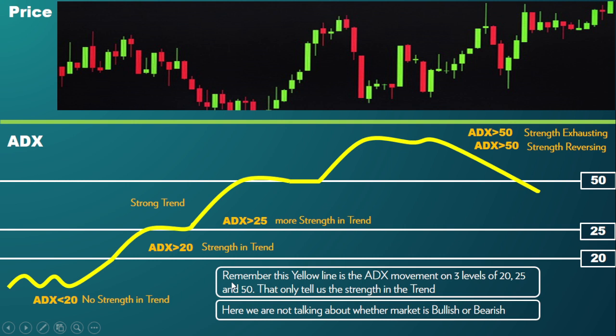So remember, this yellow line is the ADX movement. It only tells us the strength in the trend on three levels: 20, 25 and 50. Here we are not talking about whether the market is bullish or bearish. We did not talk about anything about the price direction. We're only talking about the different levels of strength in that trend.